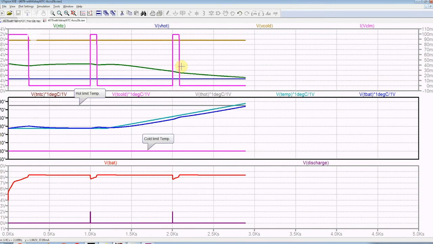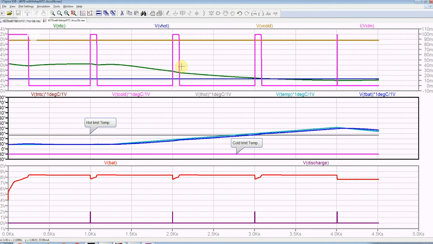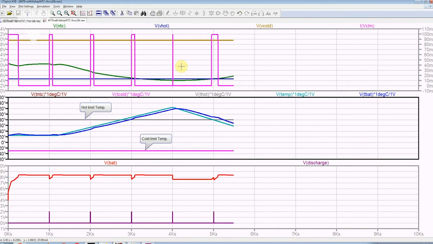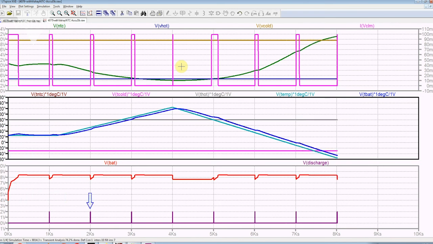These two are the cold and the hot limits, respectively fixed at minus 30 degrees C and 80 degrees C. We see also the battery temperature, which rises above the ambient temperature, Vtemp, during the charge, and follows the ambient change variation. Every 1000 seconds, this switch will partially discharge the battery.